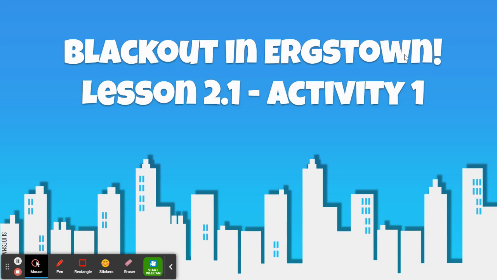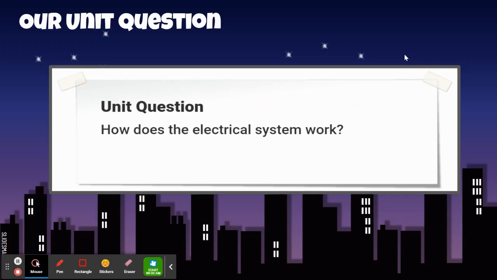We have moved on to chapter 2, and today we are going to lesson 2.1, activity 1. So let's review our unit question. Our goal for the entire unit is to figure out how the electrical system works. So always keep that in mind as we go through our lessons.